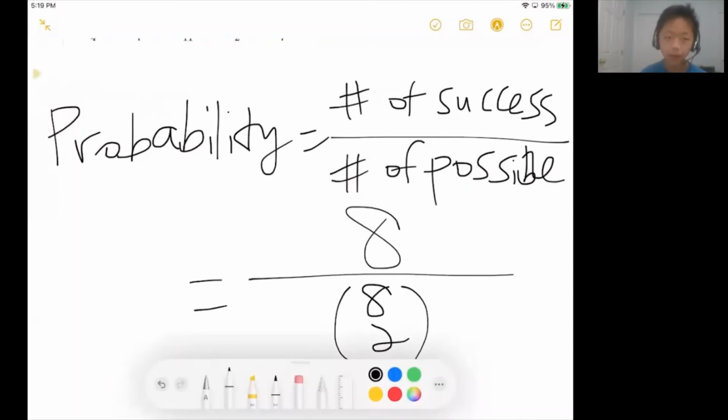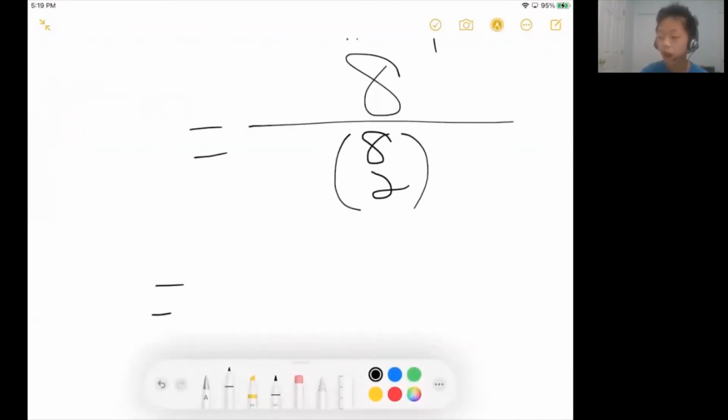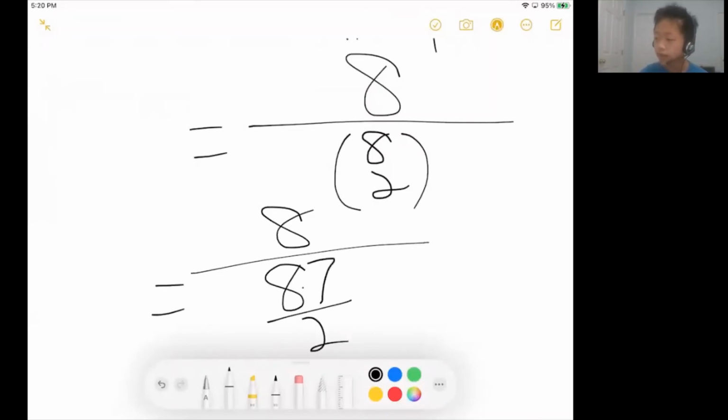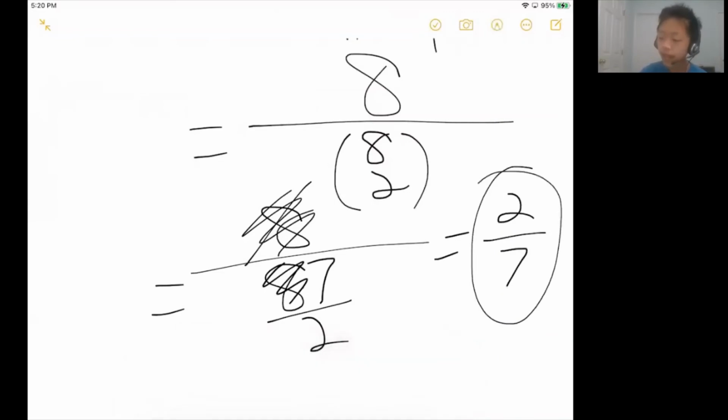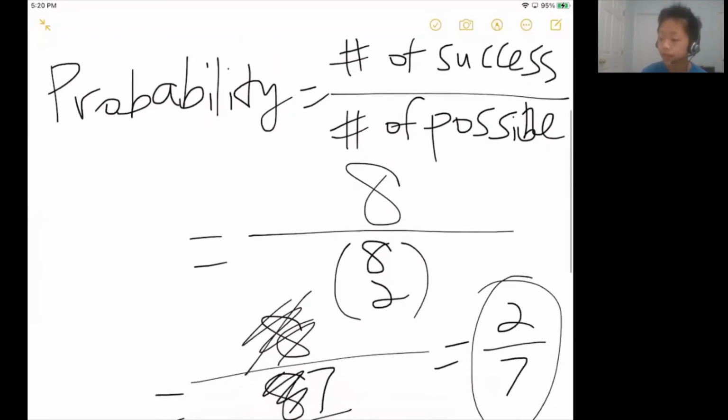So now all we have to do is evaluate it. We can evaluate this combination on the bottom. This is just 8 times 7 over 2. So we would cancel off the 8s, and take the reciprocal, and we find the probability is 2 over 7. Looking back at our answer choices, that would be choice B, and we would be done.